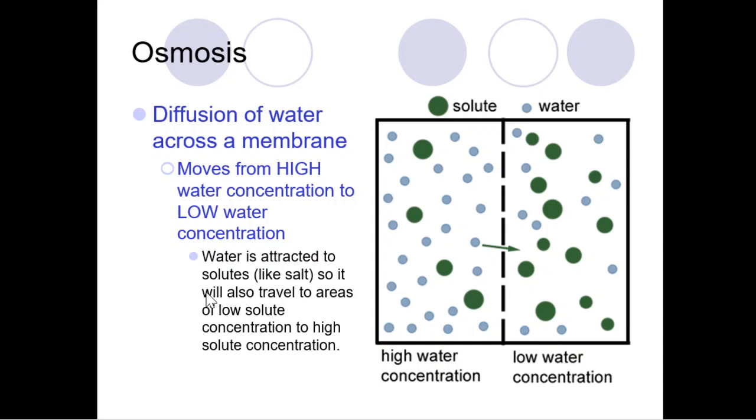Water is attracted to solutes like salt, so it will also sometimes travel from areas of low solute concentration to high solute concentration. Sometimes that happens, okay, but most of the time when we're talking about osmosis, it's going from high to low.